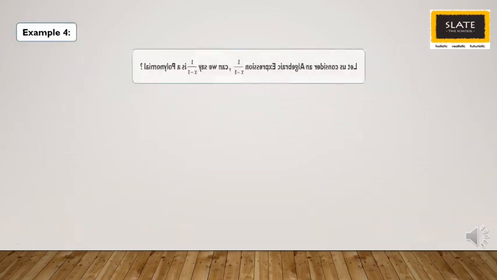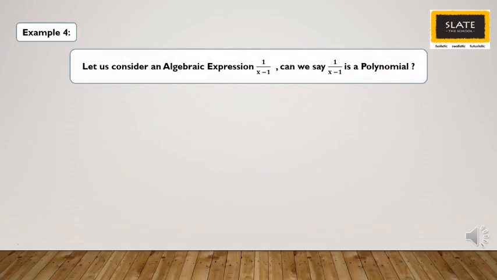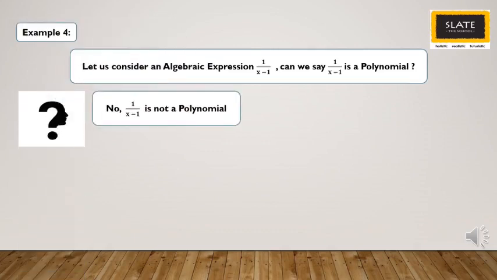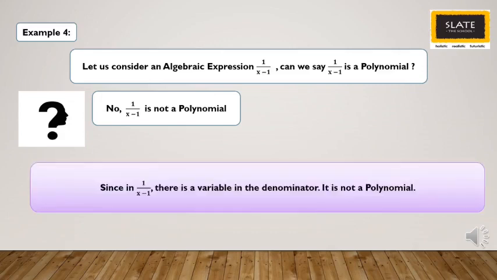Example 4. Consider an algebraic expression 1 by x minus 1. Can we say this algebraic expression is a polynomial? No, 1 by x minus 1 is not a polynomial because in the given algebraic expression 1 by x minus 1, there is a variable in the denominator part. So it is not a polynomial.